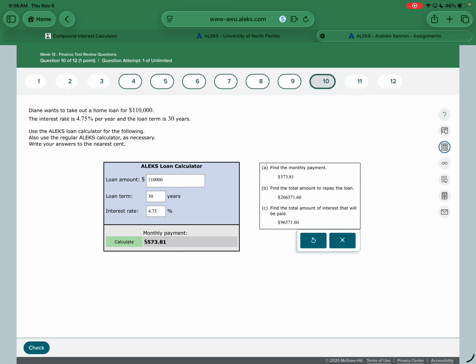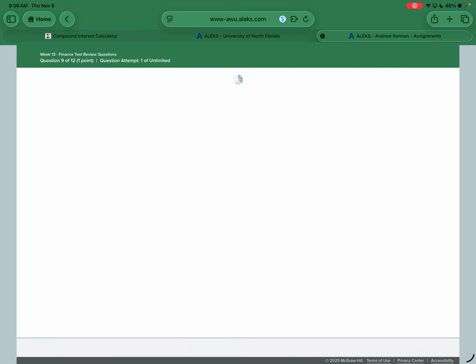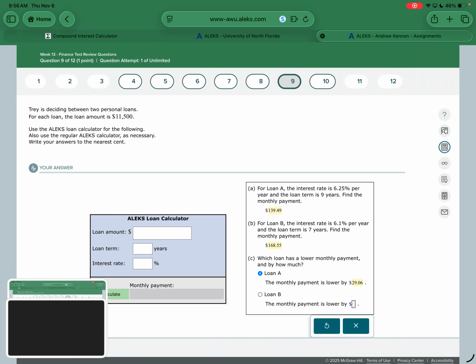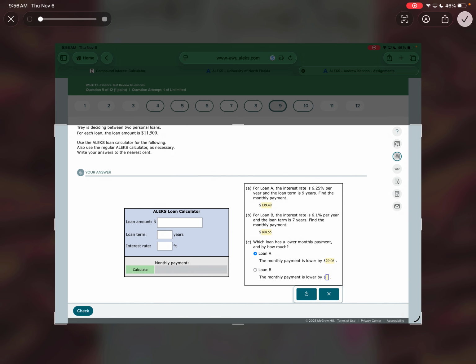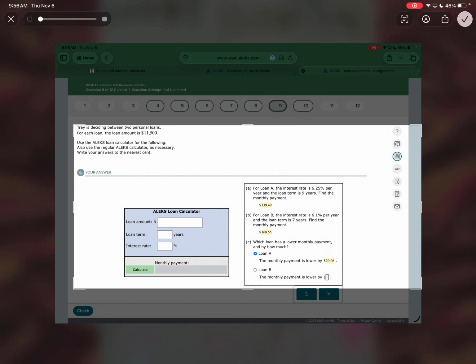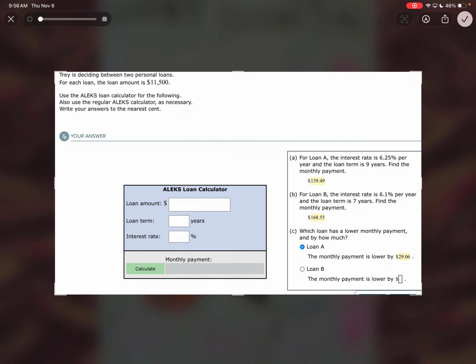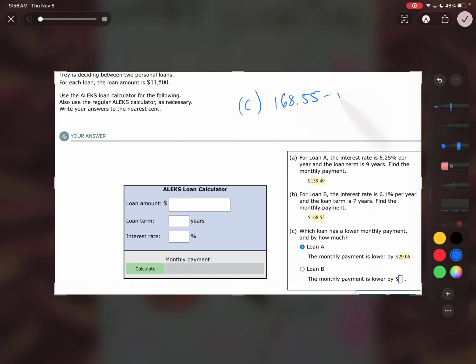Okay, I forgot to screenshot the last problem, didn't I? I don't think y'all will have too much problem with these, but we'll make sure it's on the review page for you. So the only thing you do here is part C is 168.55 minus 139.49. That equaled 29.06. And that one is lower, right?